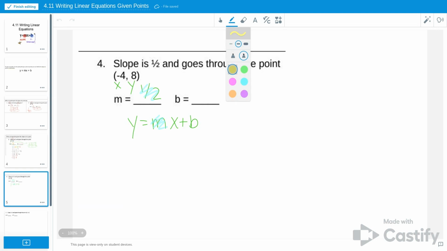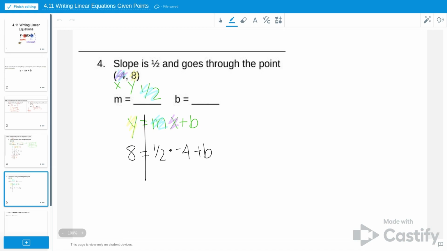You know that your y is 8. And you know that your x is -4. And so then we're going to plug in everything that we can and solve for b. So my y is 8 equals my m, which is 1/2, times my x, which is -4, plus b. So 1/2 times -4 is a -2, plus b equals 8.